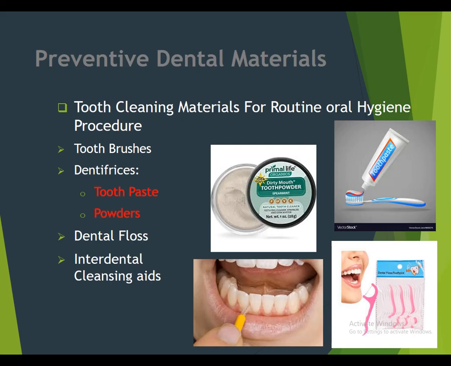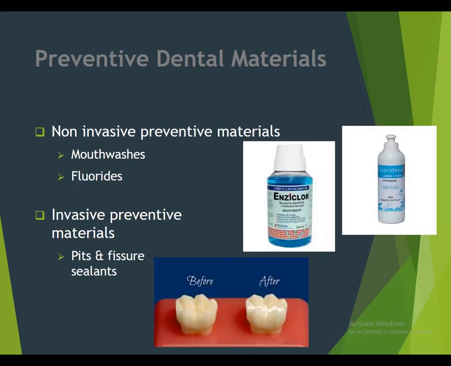In the picture, you can see a toothbrush, tooth powder, and on the left bottom picture you can see an interdental cleansing aid, which is also called an interdental micro brush, and the picture on the right bottom shows dental floss. Non-invasive preventive materials include mouthwashes and fluorides. Invasive preventive materials include pit and fissure sealants.